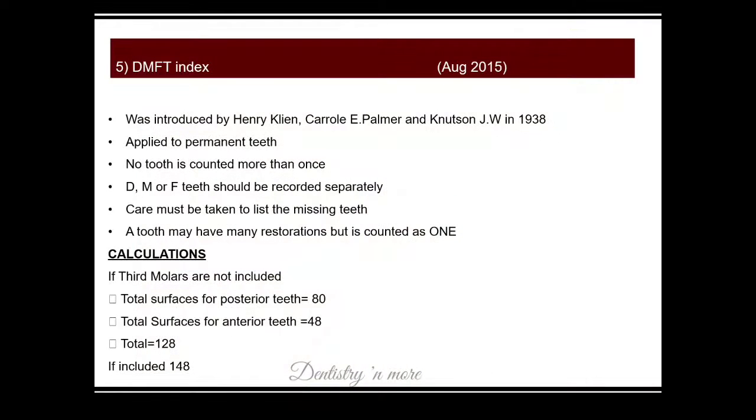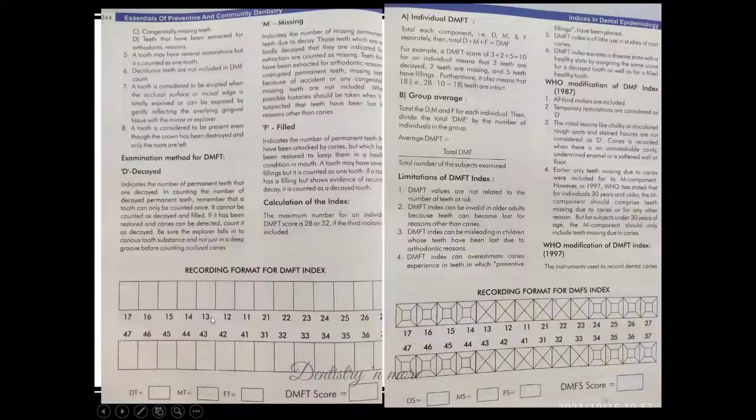Now we have DMFT index. It was introduced by Henry Klein, Carroll Palmer, and Knutson J.W. in 1938, where we calculate decayed, missing, and filled teeth. So DMFT is 28, whereas DMFS is 128. If third molars are included, it will be 148. So we have 28 teeth or 32 teeth.